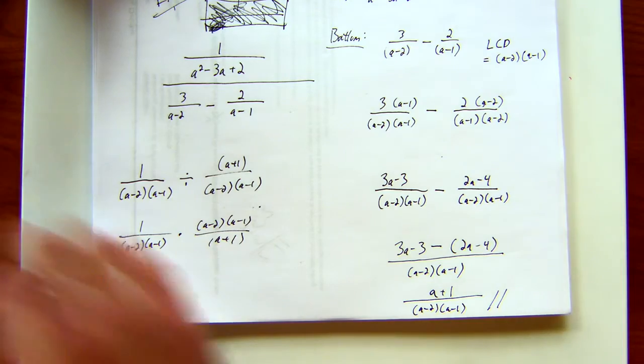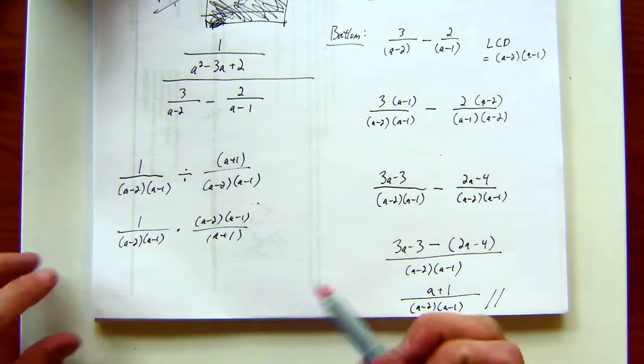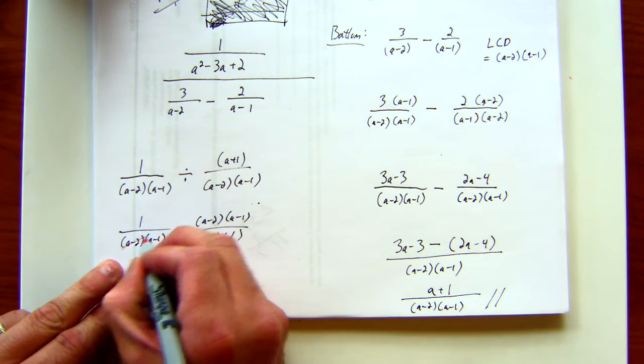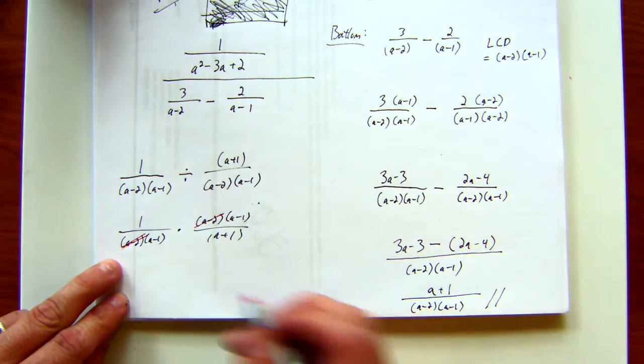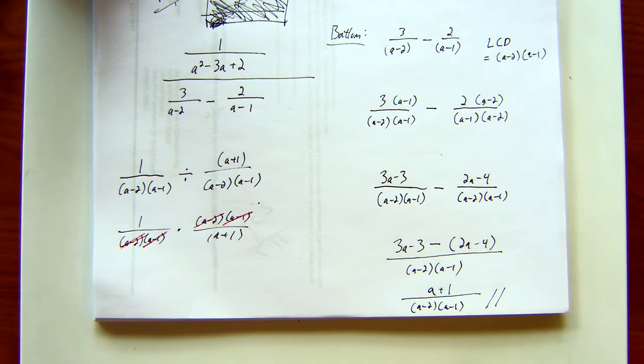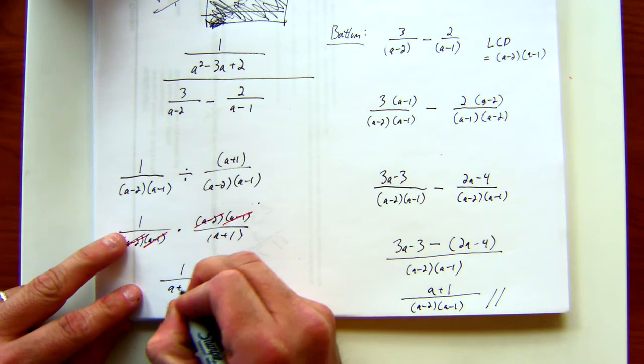Almost done. This complex looking thing simplifies to what? Not 1. The a minus 2's cancel. A minus 1's will cancel. What do I have left? 1 over a plus 1.